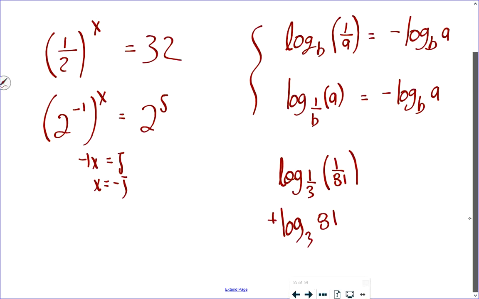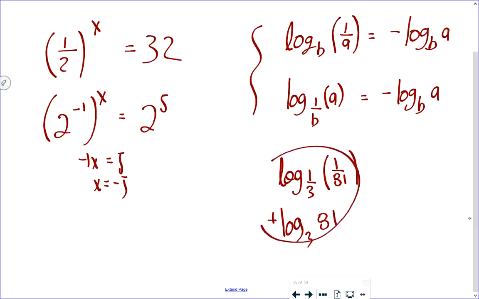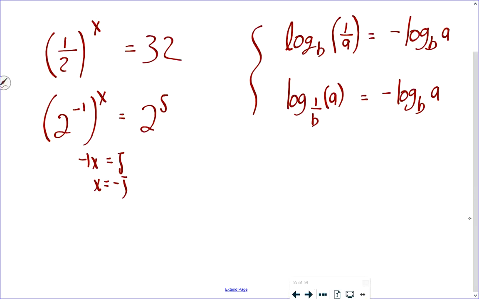Don't confuse these two little rules I have at the top of the page here with a third rule. I said if you have log base a of b equals the reciprocal of log base b of a. That's another rule. That's if you swap the argument and the base, you take the reciprocal. I don't think this is something you set out to memorize, okay? It happens.